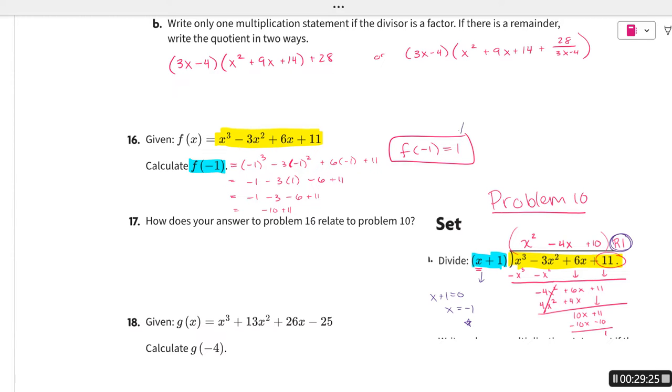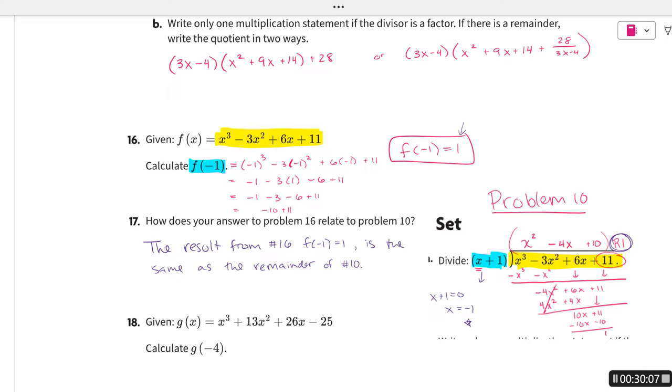So when we have an input of negative 1 here, notice we had a remainder of 1. Well, that was the solution when we plugged in negative 1 into x cubed minus 3x squared plus 6x plus 11. So the result from 16, which was 1, is the same as the remainder. Oh, that's not how you spell remainder. Remainder of problem 10.